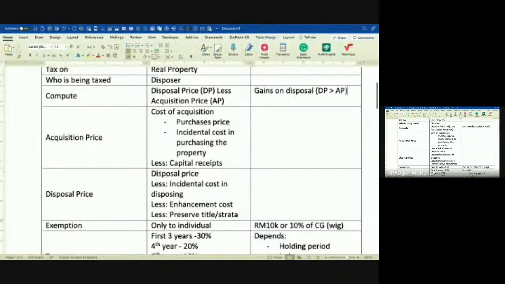So the acquisition price is actually the cost of acquisition. Yeah. So this is made up of your purchase price. When you first purchase the property, you must know what is the purchase price. Right, and then in order for you to acquire the property, normally there are also incidental costs. For example, this incidental cost is your legal fees or your stamp duty or anything that you have to incur in order for you to acquire the property. So this is what we call incidental cost, right? You add this together, but then you minus any capital receipts.